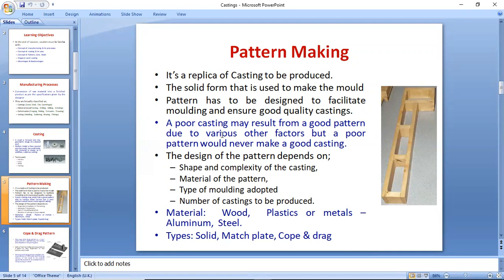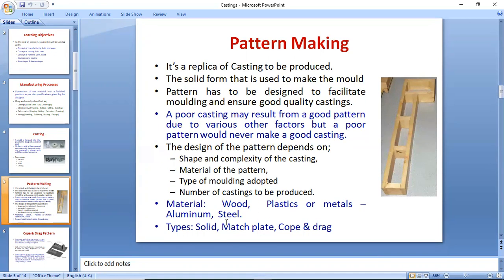A poor casting may result from a good pattern due to various other factors, but a poor pattern would never make a good casting. The design of the pattern depends upon the shape and complexity of the casting, material of the pattern, types of molding adopted, and number of castings to be produced. Generally, we use materials such as wood, plastics, or metals like aluminum and steel for pattern making.